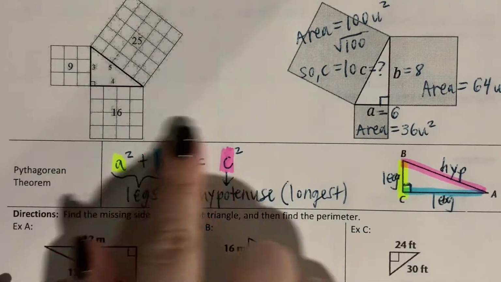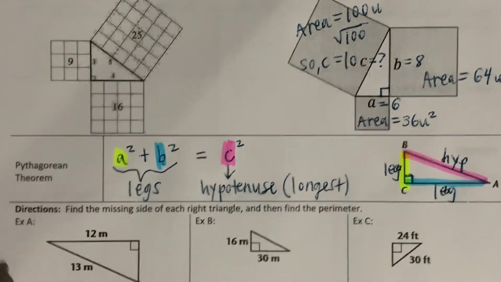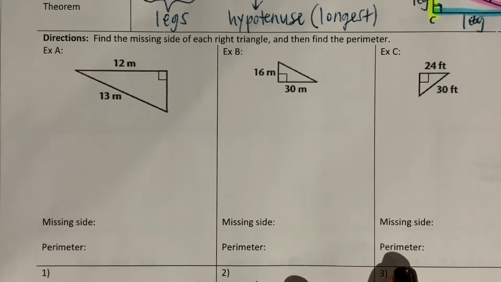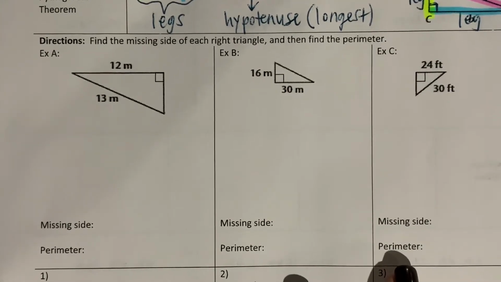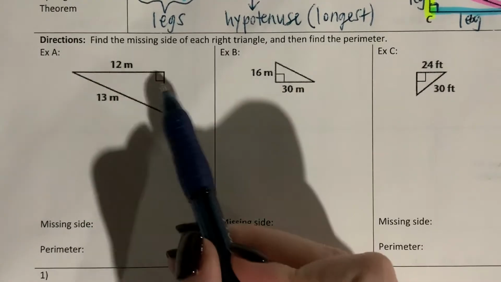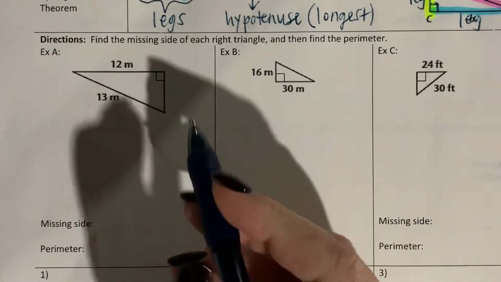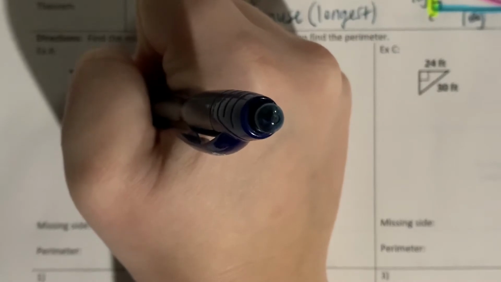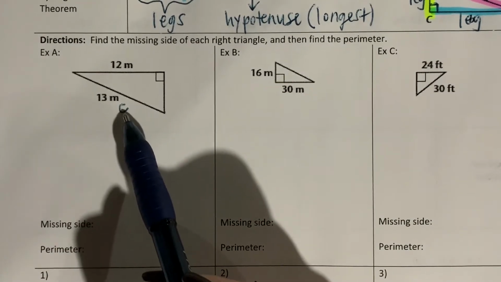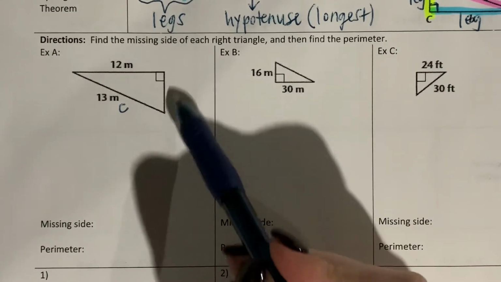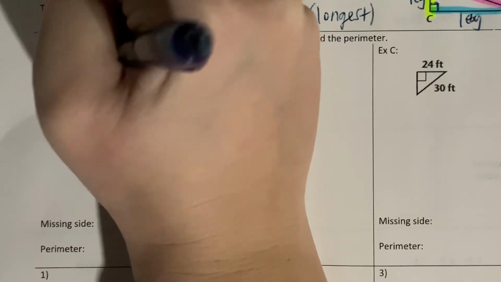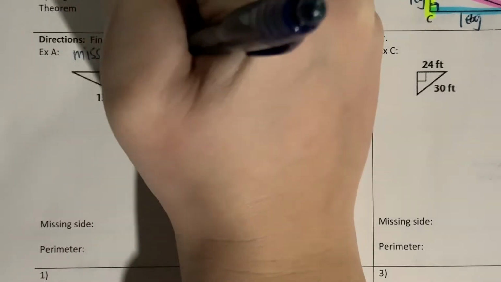So let's use this theorem that we learned to try 3 examples. Example A says find the missing side of each right triangle, and then we're asked to find the perimeter. So in example A, I can find my right angle, and the side across from it has to be my C, or my hypotenuse. That has to be my C. And I can see that right here, I'm missing this leg. So I could make a note that for this first example, I'm missing a leg.